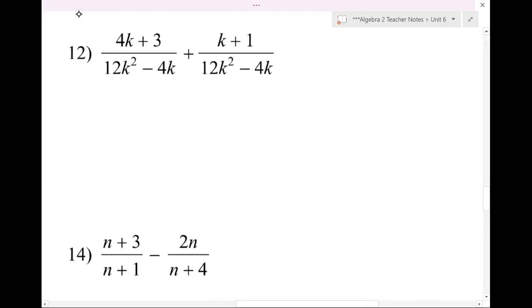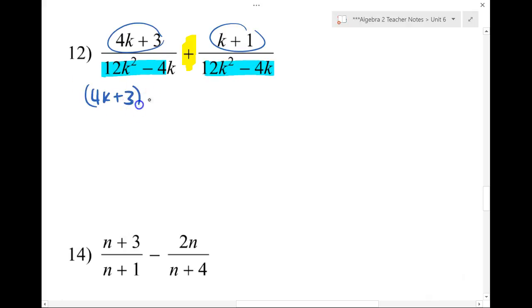Okay, so now, this one, we've got addition. So if we've got addition, again, we need to make sure that our denominators are the same. And it looks like they are. And then we can just add our numerators to the top. And again, like I did before, put in parentheses just in case. And it's (4k plus 3) plus (k plus 1), and all over the same denominator.